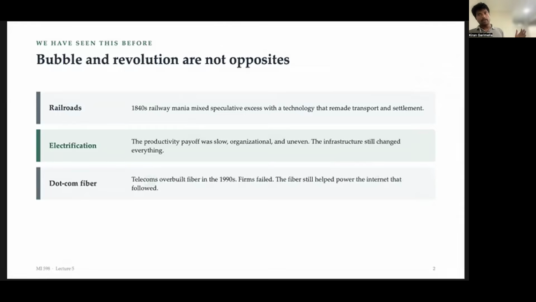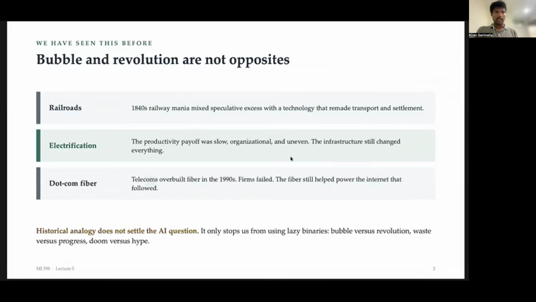But still, the fiber that was laid during that time, during that bubble, in quotes, because it was a bubble at that time, really led to this internet revolution. We're now watching YouTube and gigabytes of video and all of this stuff easily because of the infrastructure that was laid at that time.